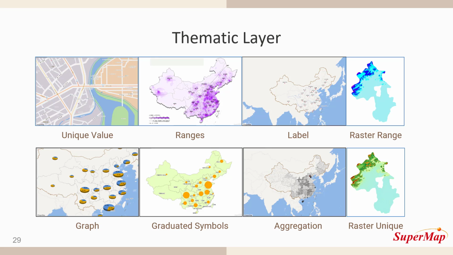Grid unique values map categorizes pixels with the same attribute value into one class. Different classes are represented with different colors. Grid ranges map subdivides the value into a number of ranges. Pixels with values within the same range are assigned the same color.